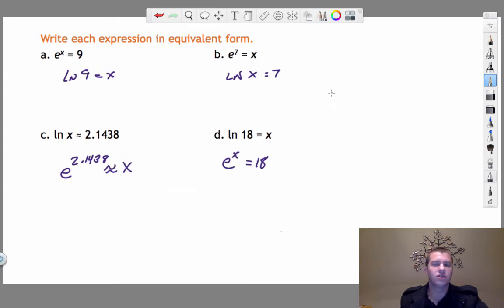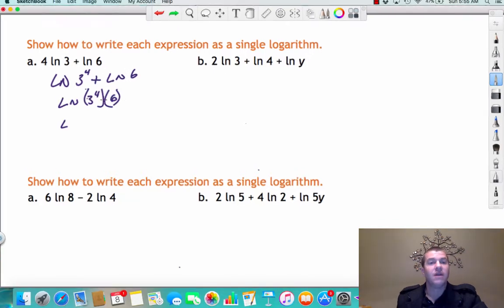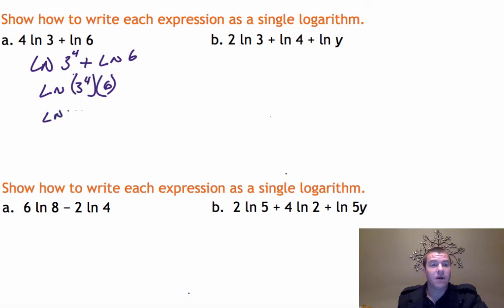And here are your 4 answers, just to make sure you're doing that part correct. And so now you're using your log properties in order to put these into a single log, and you can use the same log properties in order to expand it into several different logs. Well, this first one, remember, before I can combine these two logs into one log, this coefficient to the log has to go to the exponent. So I have ln of 3 raised to the 4th plus ln of 6.